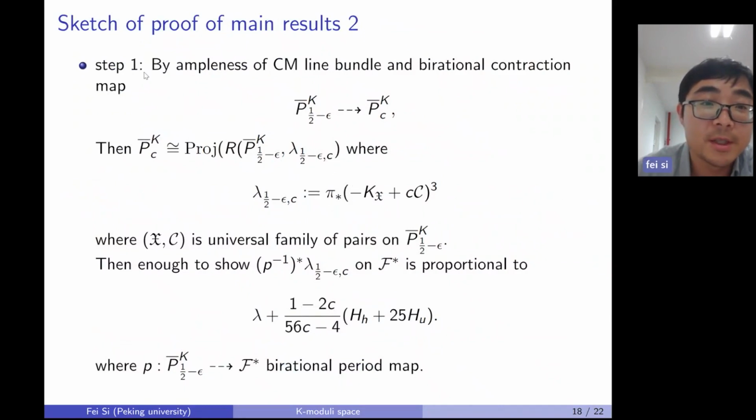Actually, our first step is to use the ampleness of the CM line bundle. Let's recall that the CM line bundle on our moduli space can be defined by push forward of some cycles over our universal family. Oh, sorry, there is a typo in this sign. Here it should be minus.